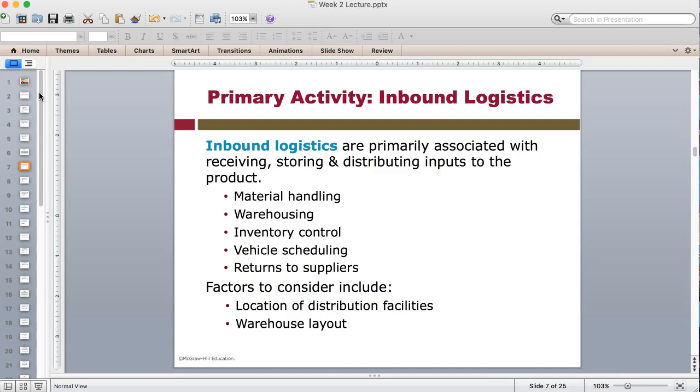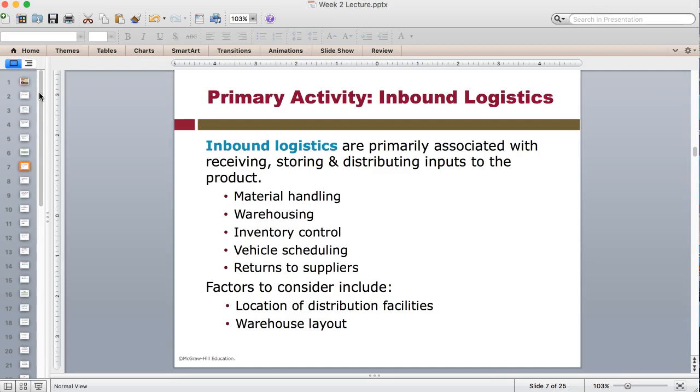Let me back up for a second to caveat all this. This value chain was built with a manufacturing company in mind. When you start looking at different types of companies, service organizations, retail stores, healthcare, education, the value chain is going to change to fit the organization. So one of the first things you're going to do in your groups is work on figuring out what the functions and the value chain of your organization are.